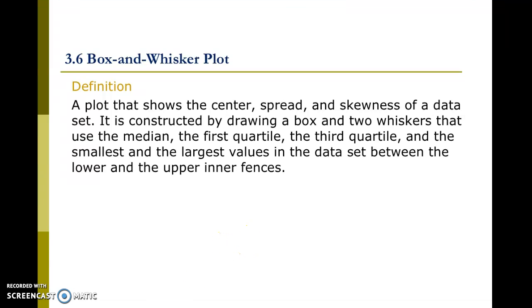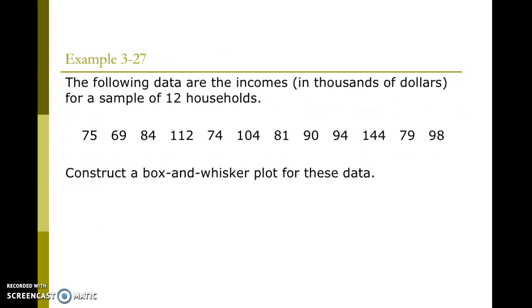So this one actually goes pretty quickly. It's not very many slides, so you'll kind of see what's happening. Here, we're really going to talk it through using an example. We have the following data, incomes in thousands of dollars for 12 sample households, and we're going to construct a box and whisker plot for these.